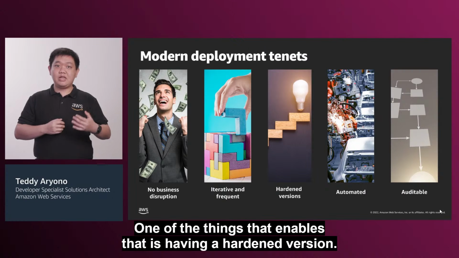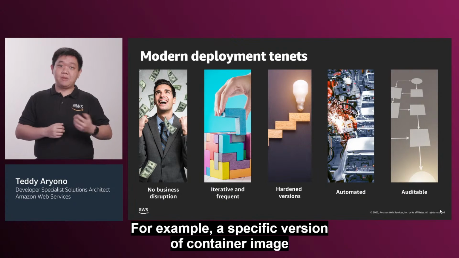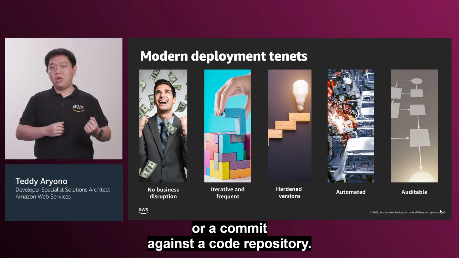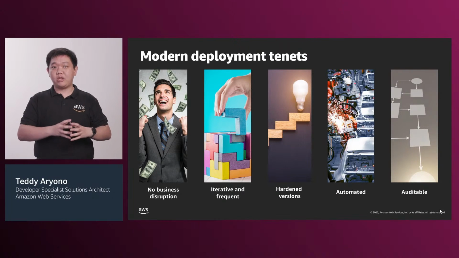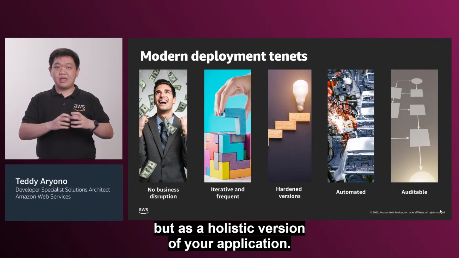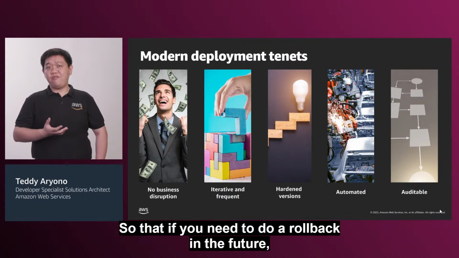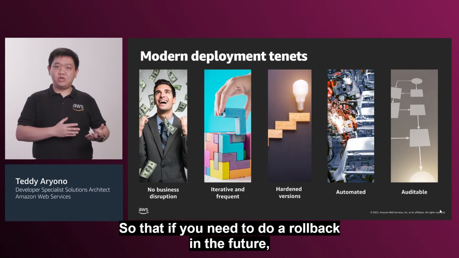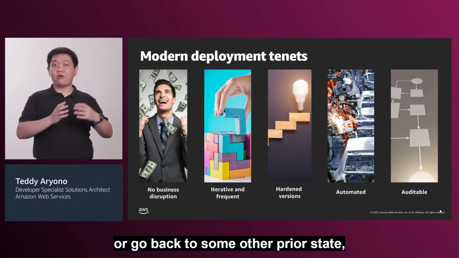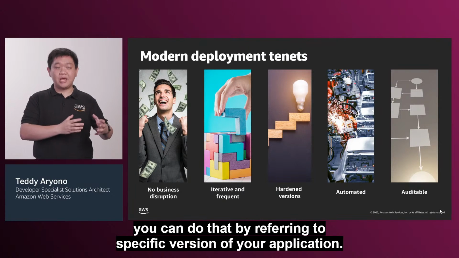One of the things that enables that is having a hardened version, for example, a specific version of a container image or a commit against a code repository. You can treat them not only as a version on their own, but as a holistic version of your application, so that if you need to do a rollback in the future or go back to some other prior state, you can do that by referring to a specific version of your application.